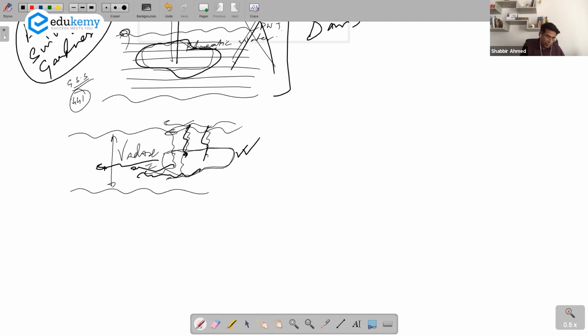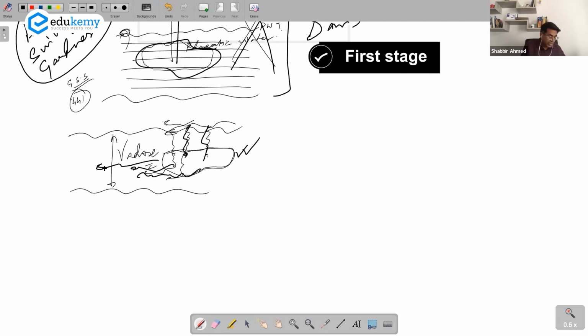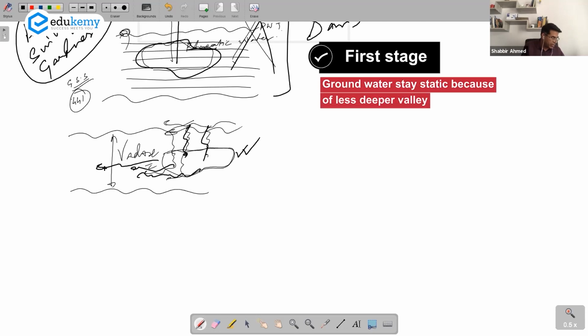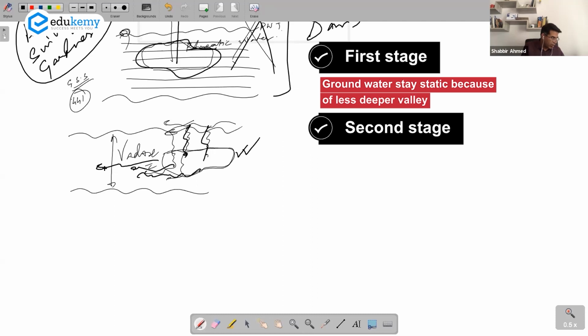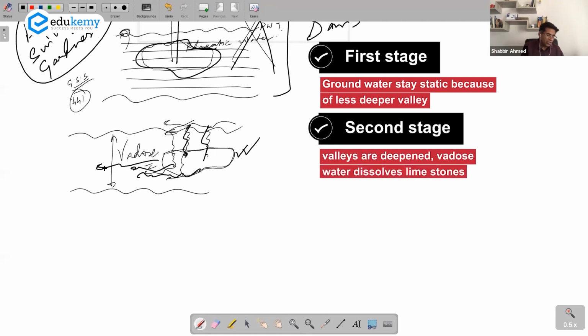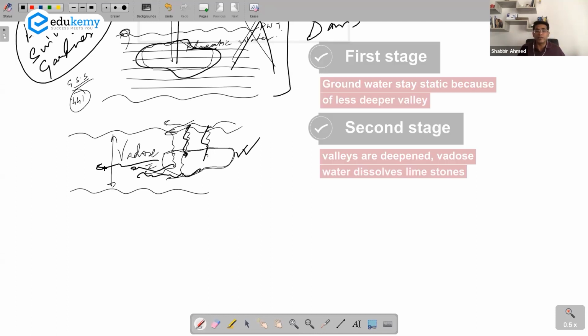That's about it. What else does it ask? Gardner: caves due to the solution of limestone above the water table. And then you can know this stage-wise. The first stage, groundwater remains static because of less deep valleys. Second stage, river valleys are deepened and hence static water and Vadose meteoric water dissolve limestones and so on. Then the description of the theory.